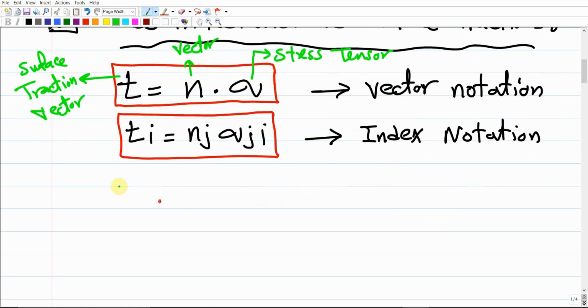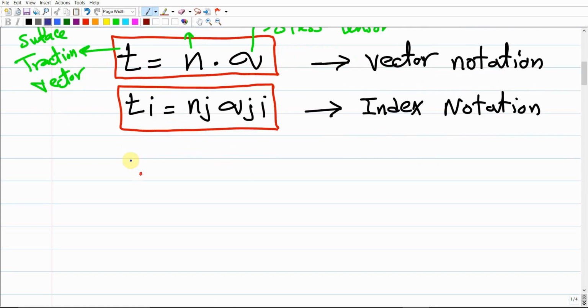In the index notation, these are the components. T i is the i component of the surface traction, n j is the j component of the unit normal, and sigma ji is the ji component of the stress tensor. Since it is a tensor, it should have two indices, as given here. So this is the same relation in the index notation.